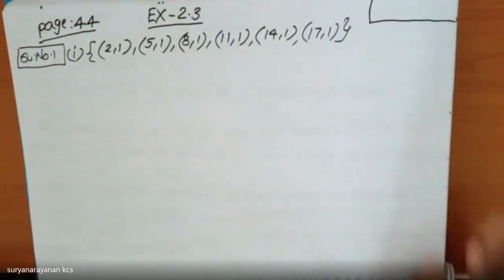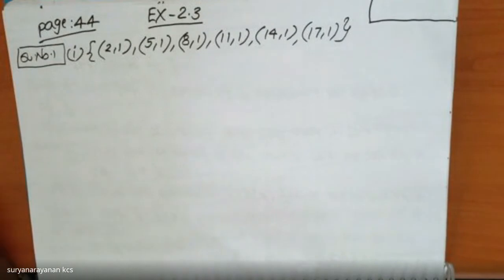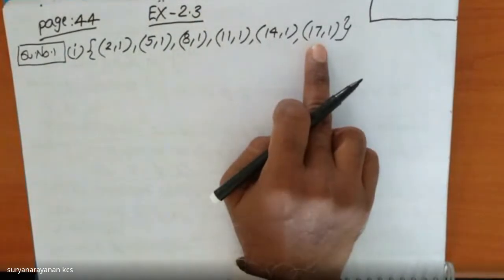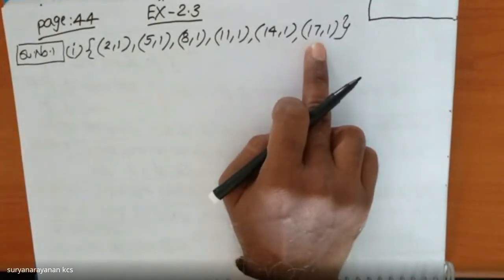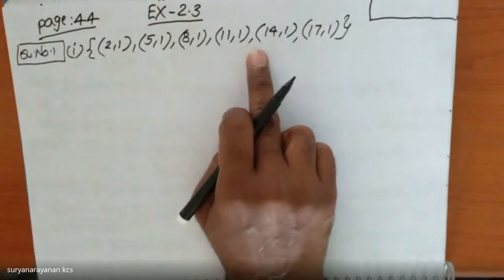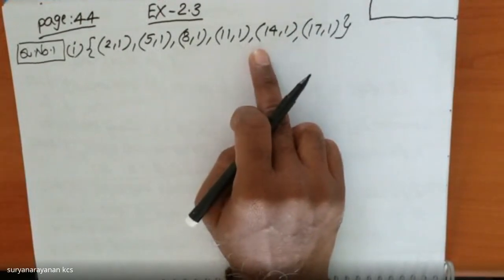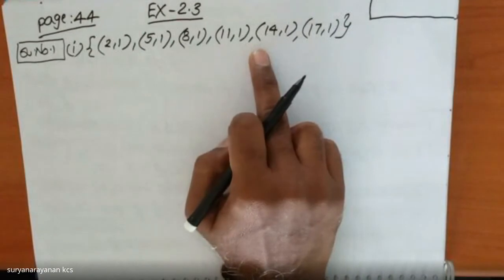What is the condition for a relation to be a function? Tell me. If a relation is defined as a set of ordered pairs, then what is the condition for that relation to be a function? Do you remember that point?